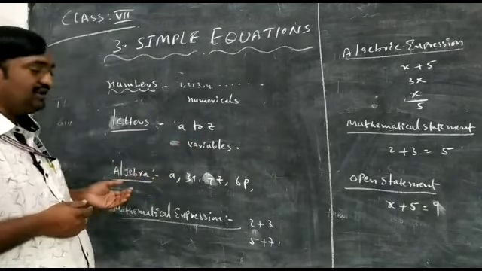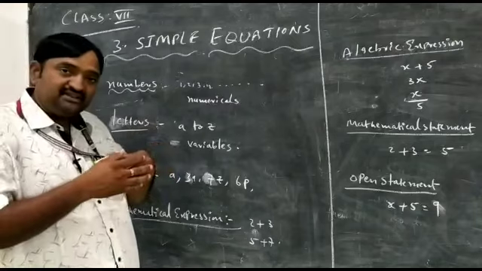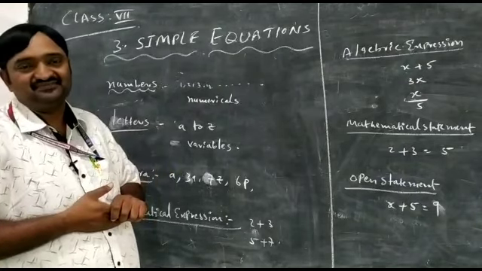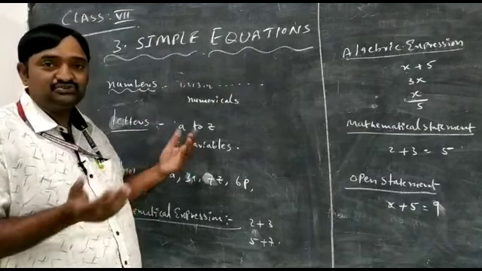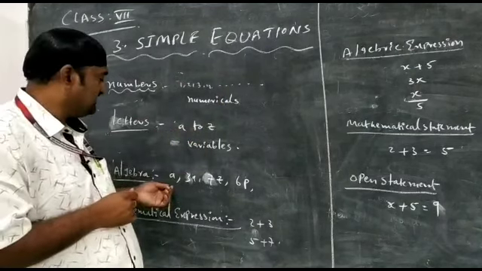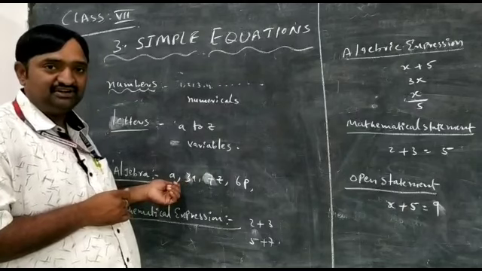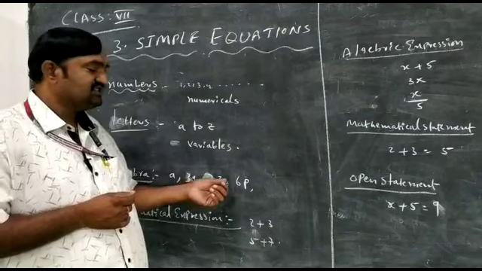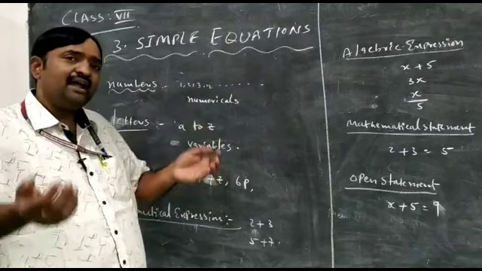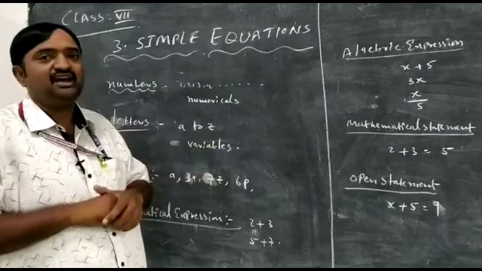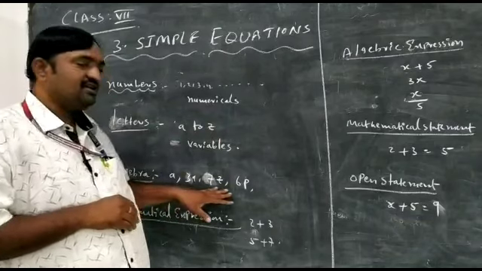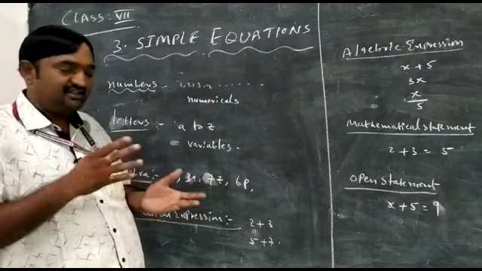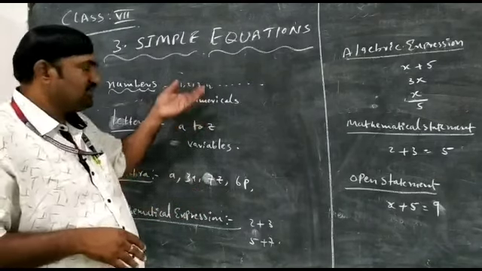And next, numbers and letters together are called algebra. See here: A, 3A, this is an algebraic term. 3A is an algebraic term, 7Z is an algebraic term, 6P, like this way. Numbers and letters together are called algebra. Therefore in algebra, in the place of numbers we use letters. In this algebra, just learn these 3 points.